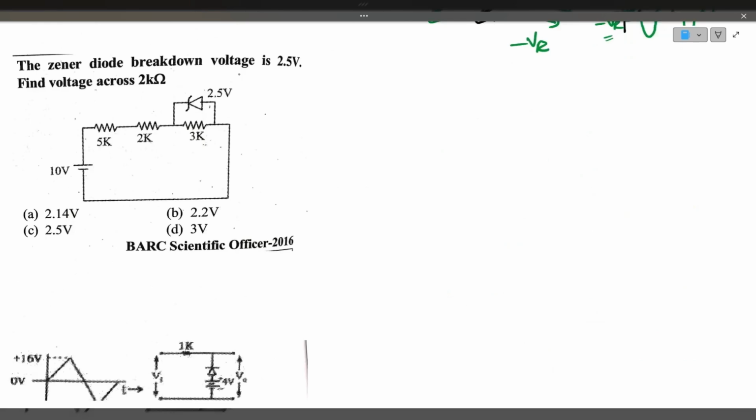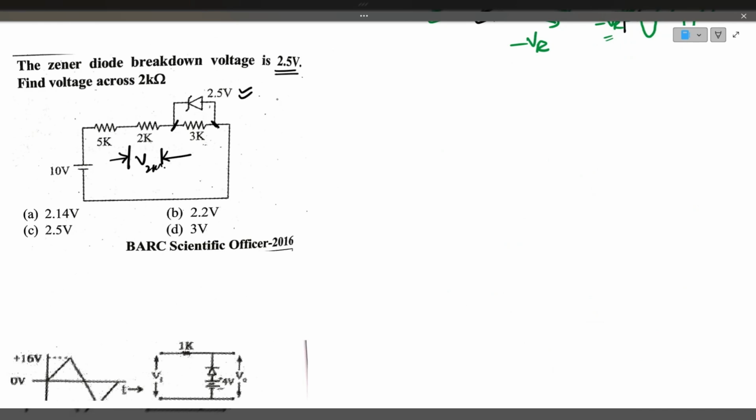The Zener diode breakdown voltage is 2.5 volts. Find the voltage across 2 kilo ohm. Means he's asking us to find out the voltage across this 2 kilo ohm. So first we have to think, Zener voltage is 2.5 volts, but whether Zener is in the breakdown region or acting as an open switch, we have to check.